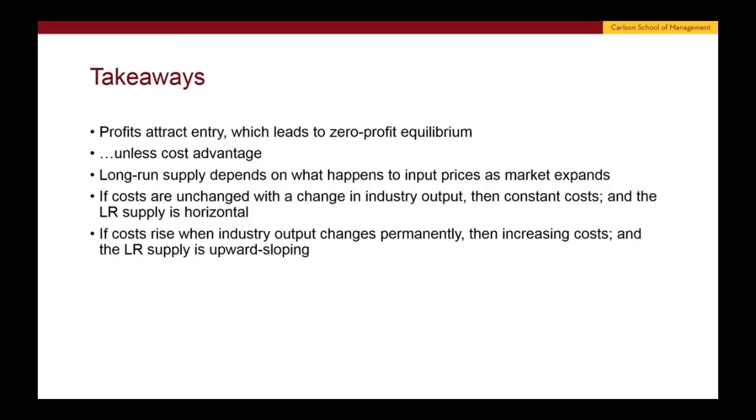Second, the long-run supply curve depends on what happens to input prices as the market expands. If costs are unchanged with a change in the size of the industry, then we have constant costs, and the long-run supply curve is horizontal. If costs rise when industry output changes permanently, then we have an increasing costs case, and the long-run supply curve is upward sloping.